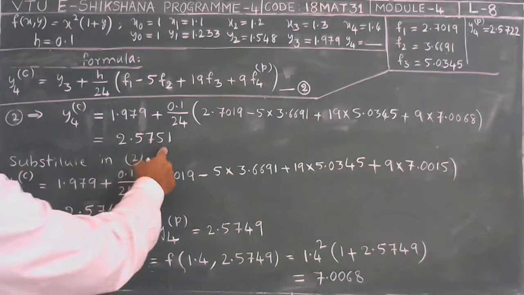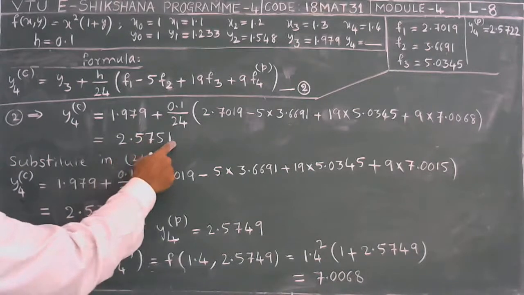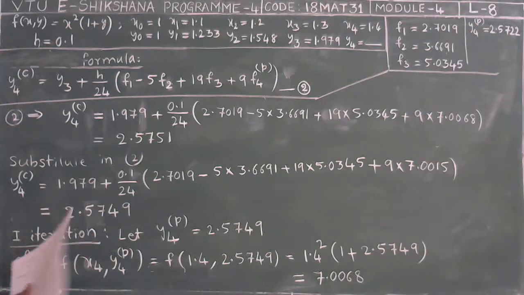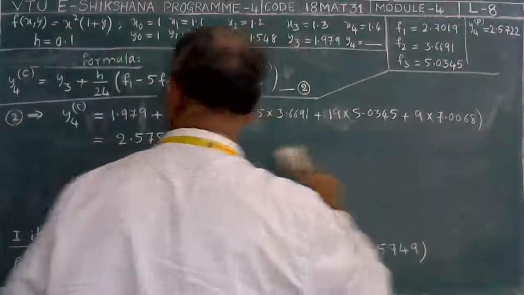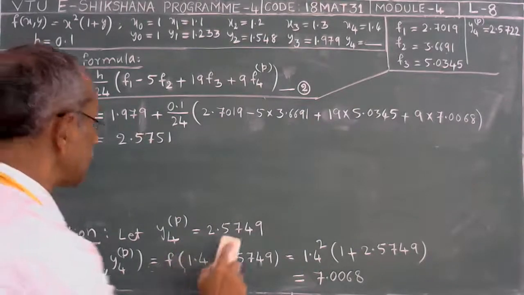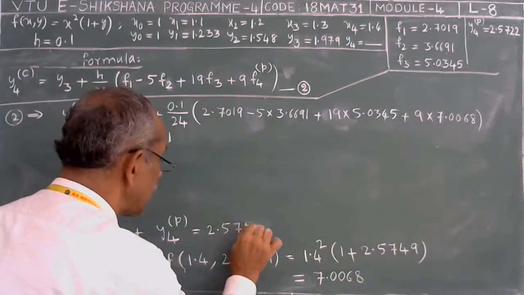Now compare this with the value obtained in the first y4c: 2.5751 and 2.5749. There is a difference in the third decimal place itself. So we have to consider the second iteration. Let me iterate once again by considering this itself as the y4p. Second iteration: let y4p be equal to 2.5751.